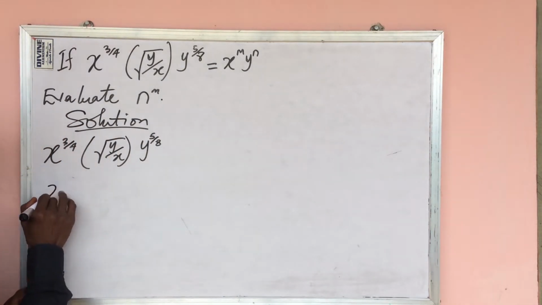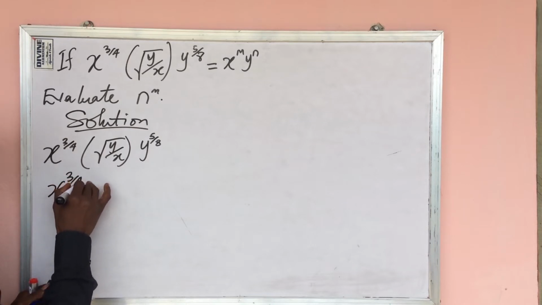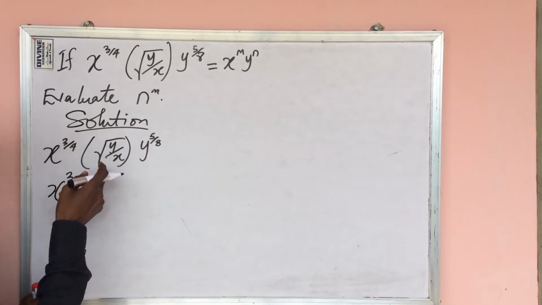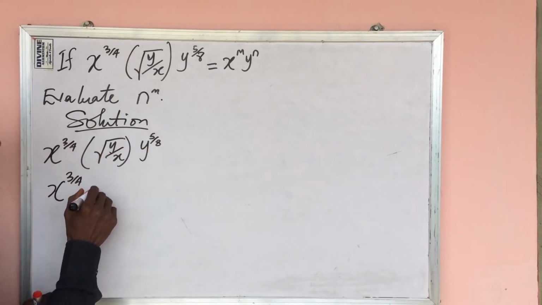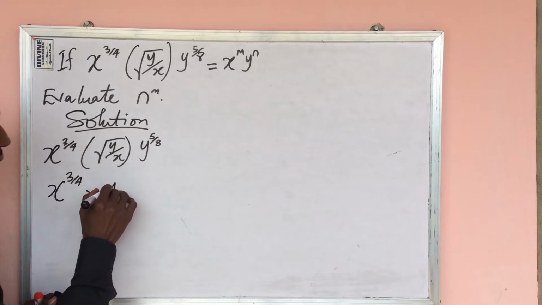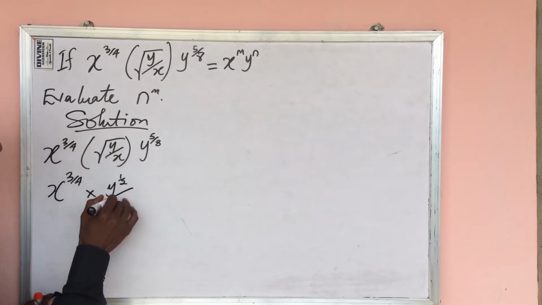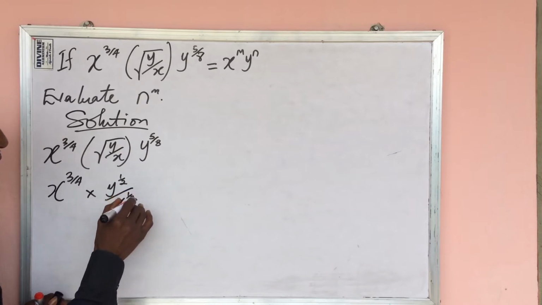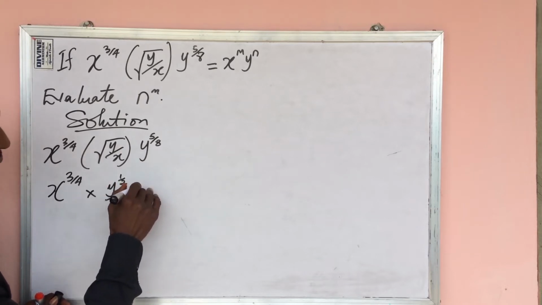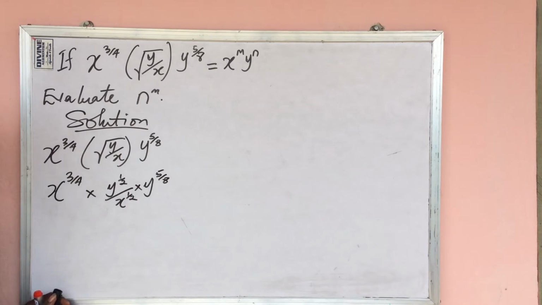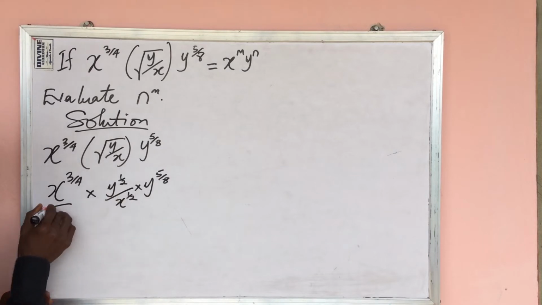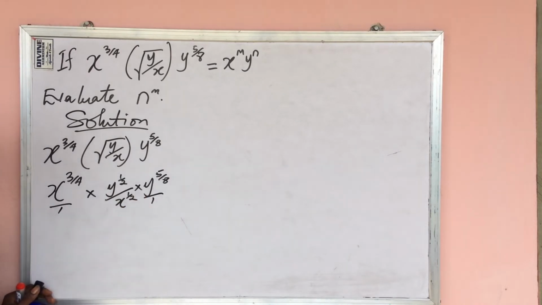So this gives us x to the power of 3 over 4. If we open this bracket and change this square root sign to a fraction power, this will now give us times y raised to power 1 over 2, over x raised to power 1 over 2. Then times y raised to 5 over 8. So this is what we have from the second expression.